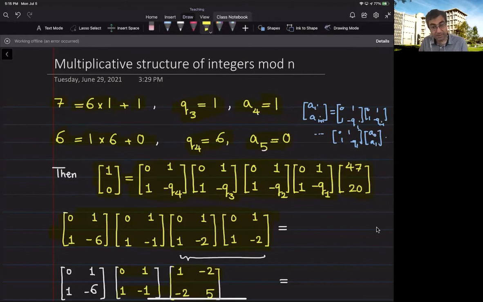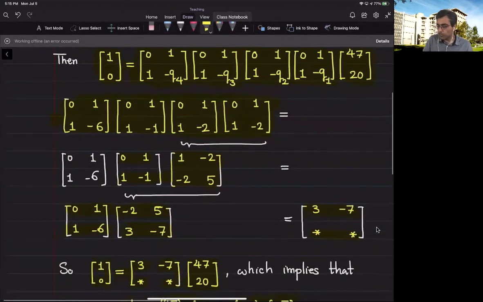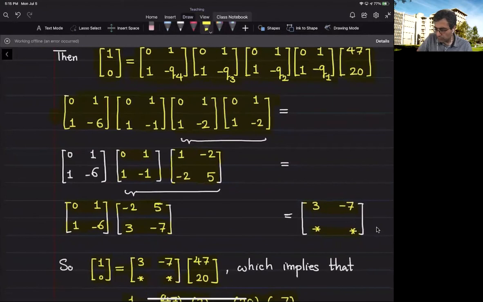We start by multiplying these 2 by 2 matrices from the right side. 0, 1 brings the second column to the first column. Then 1, negative 2 times this, we get negative 2. 1, negative 2 times this, we get 5. Again, 0, 1 brings the second column to the first one. And 1, negative 1 times this, we get 3. 1, negative 1 times this column, we get negative 7.